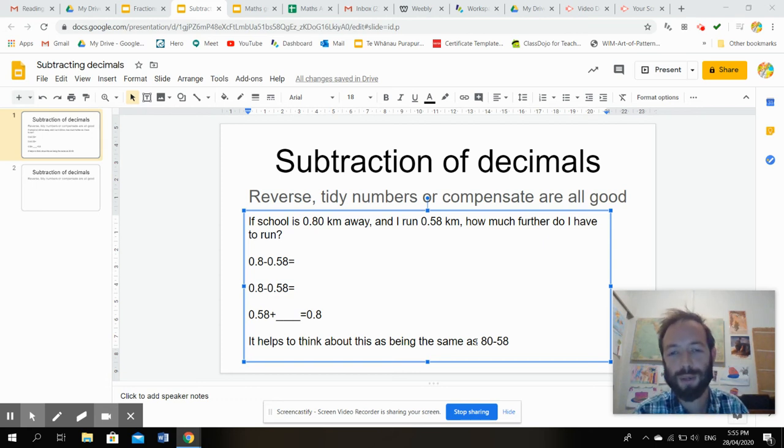All right, take two. Welcome to subtraction of decimals. So this time I'm going to get it right.